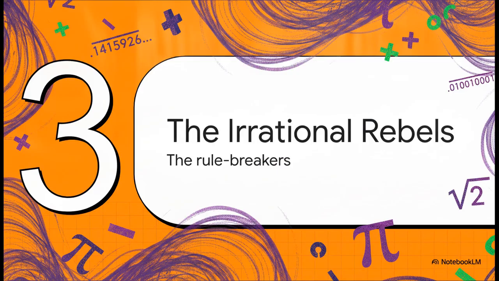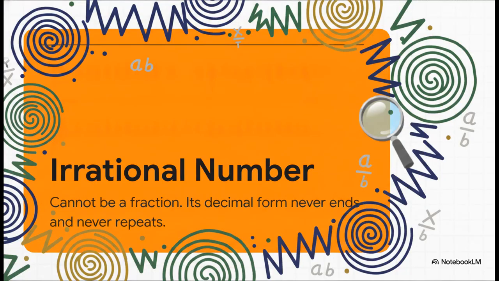Moving on to section 3, the irrational rebels. All right, let's leave the neat, orderly fraction faction behind and transition over to the chaotic side of our universe, the irrational rebels. These are the numbers that stubbornly, outright refuse to follow the fraction rule. The core takeaway here is that an irrational number cannot, under any circumstances whatsoever, be written as a simple fraction of two integers. There's no a over b here, folks.